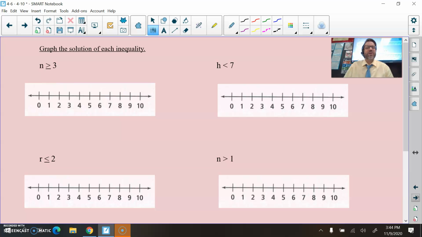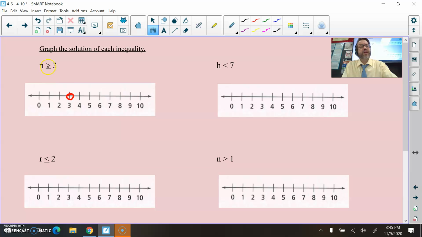All right, so now I want to talk about how we graph solutions of inequalities. So I'm going to show you, we do this using a number line. For example, if I have n is greater than or equal to 3, 3 is going to be kind of my most important number here. I'm going to put a little circle there, okay? So there's my circle at 3. Okay, that's my key number here.